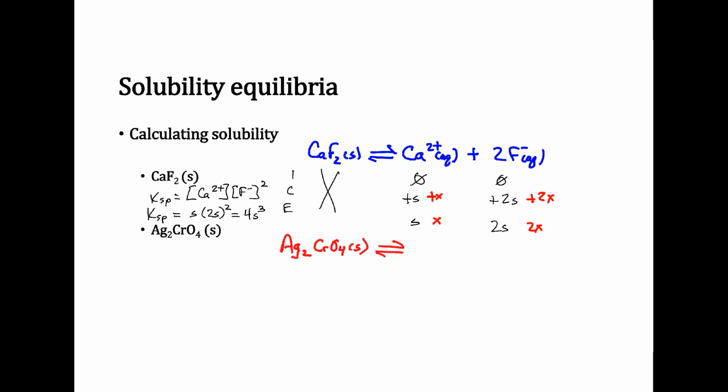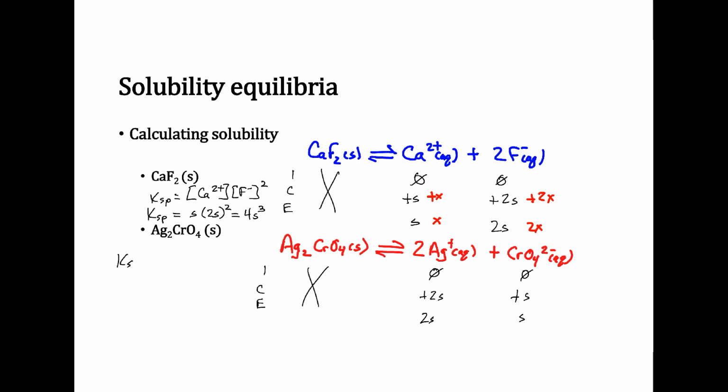And that will dissociate into 2 silver ions plus, that's not dichromate, it's just chromate, so CrO4 2-. And then if we were to set up our ice chart, again, solids don't occur in the equilibrium constants. So since we weren't given any initial concentrations, this would be 0. Then the change would be plus 2S here, plus S. At equilibrium, the concentrations would be 2S and S.